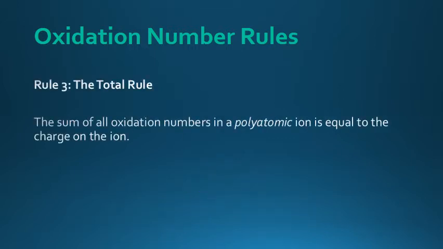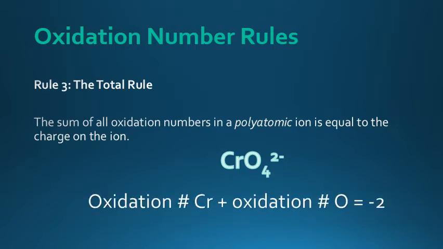The total rule also applies to ions. If I were to take a look at a polyatomic ion like chromate, chromate has a charge of -2. So whatever the oxidation number of chromium is, plus the oxidation number of oxygen, those must add up to -2.